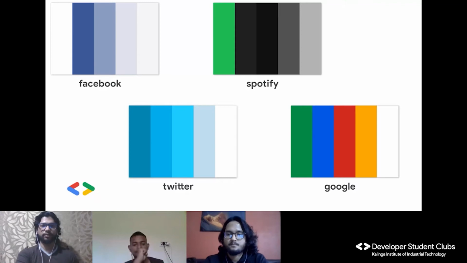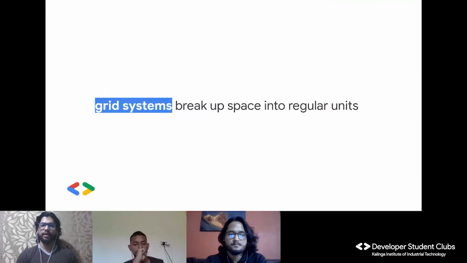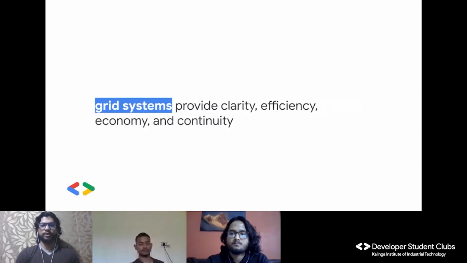The next thing we're going to talk about is the grid system, which we talked about a bit at the beginning: how to break things up, break space into regular units. Grid systems are usually used to provide clarity, efficiency, economy, and continuity.